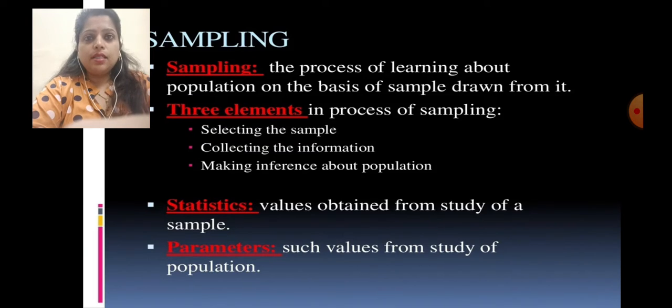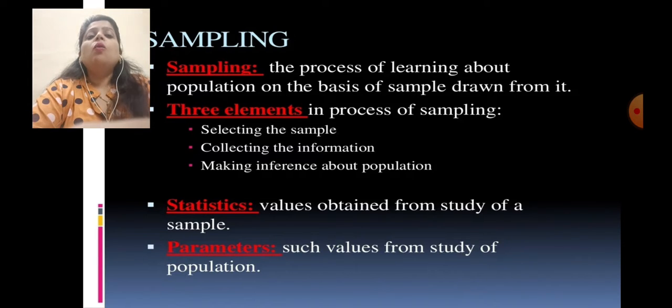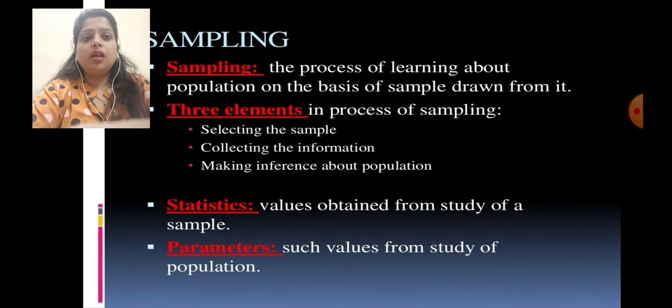Now we have selected a sample of 10 to 15 people. From them we have to collect the information regarding what research we are going to conduct. After collecting the information, we make inference about the population: what the population is, what study we are conducting, and what questionnaires we are going to use. With that information, we make the inference about the population.